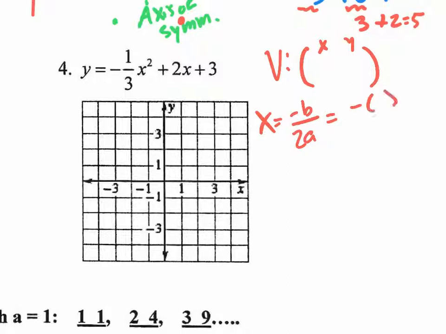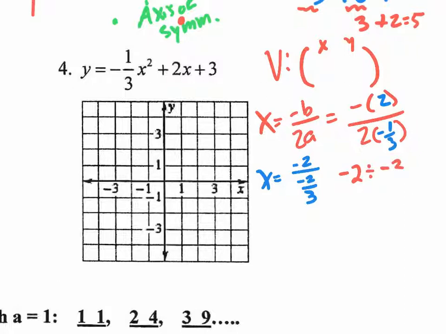You're going to go negative parenthesis over 2 times parenthesis. The b value is 2. The a value is negative 1/3. So when you work this out, you're going to get x equals negative 2 divided by negative 2/3. Now this is really weird because it's written vertically. Let's write it horizontally. Negative 2 divided by negative 2/3 really becomes a multiplication problem. So you'll have negative 2 times negative, but flip it over, 3/2.